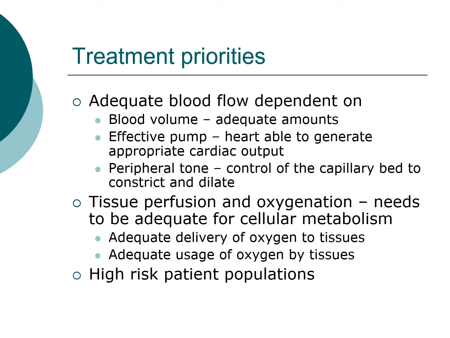Here's some treatments. So adequate blood flow, good tissue perfusion, oxygenation, and again, who are our high-risk populations? We just talked about that. The very young, very old, immunocompromised, malnourished, chronic disorders. So for treatment priorities, do they have adequate blood volume, especially if this is a trauma patient? Do they have the effective pump to generate an appropriate cardiac output?